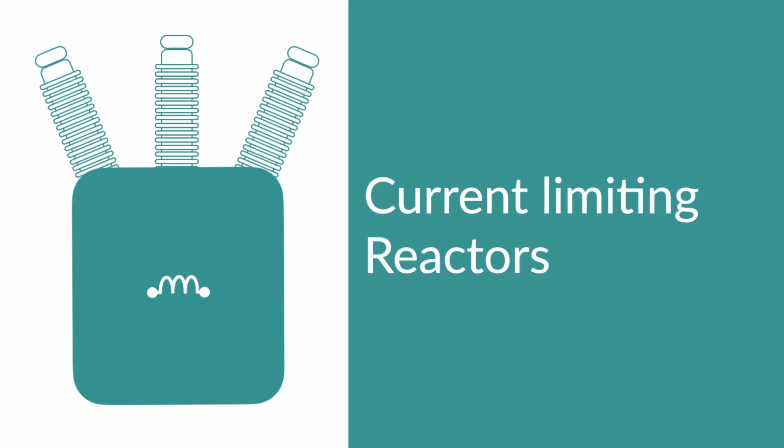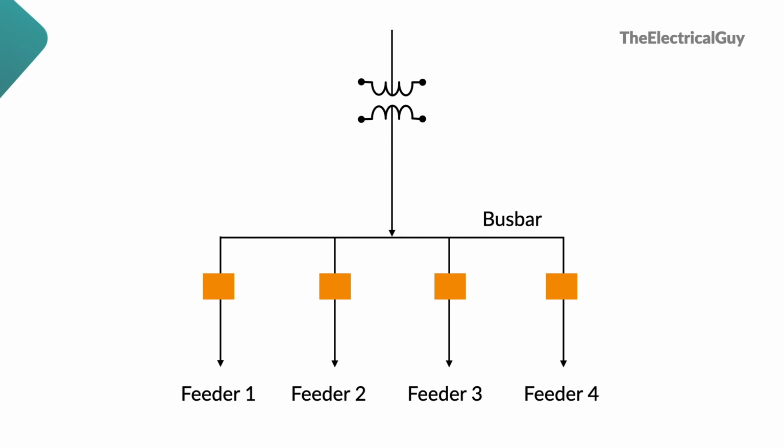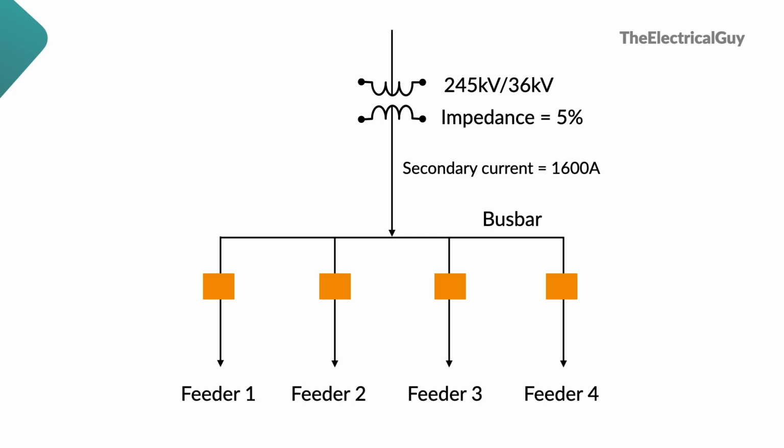To understand, let's consider one example. Let's say we have a transformer stepping down 245 kV to 33 kV. The impedance of this transformer is, let's say, 5%, and the transformer is delivering a normal secondary current of 1600 ampere. This transformer is supplying power to 4 different feeders as shown. Each feeder is protected by a circuit breaker having a short circuit breaking capacity of 20 kiloamperes.